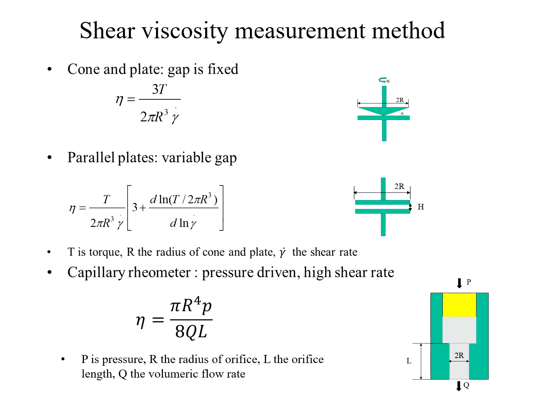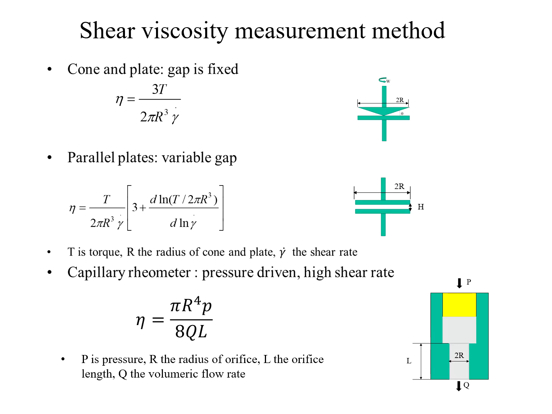Shear viscosity measurement method, cone and plate. In this setup, gap is fixed. Viscosity is related to torque, radius of the cone, and the shear rate. In parallel plate measurement, the gap can be changed. Viscosity is related to torque, radius of the disc, and the shear rate. T is torque, R the radius of cone or plate, gamma dot is the shear rate.